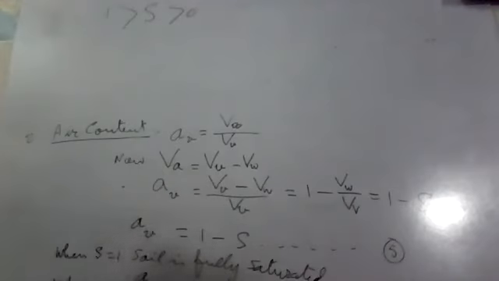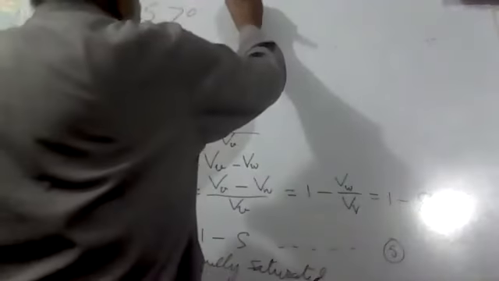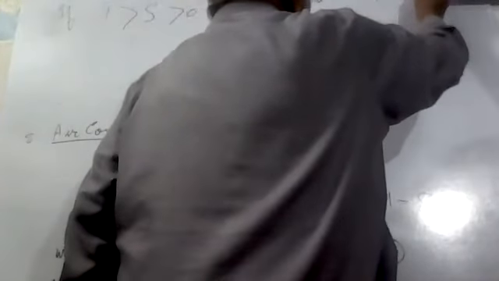When S is between 1 and 0, it represents the three-phase system. The soil is in three-phase system.